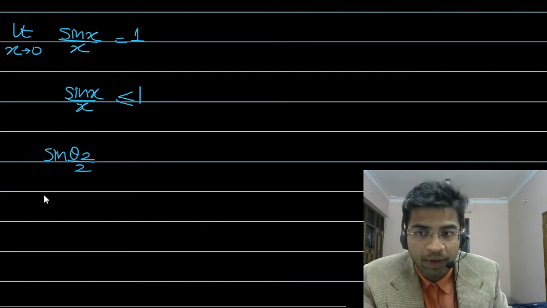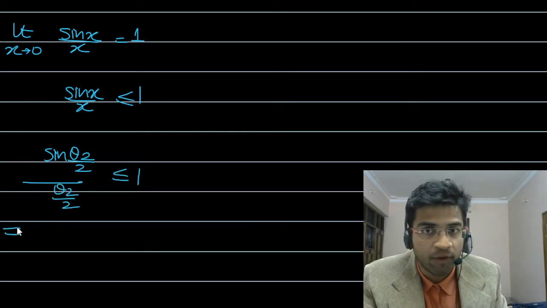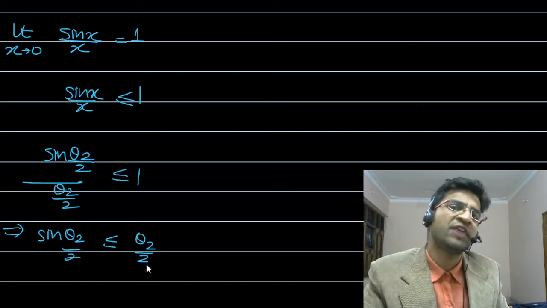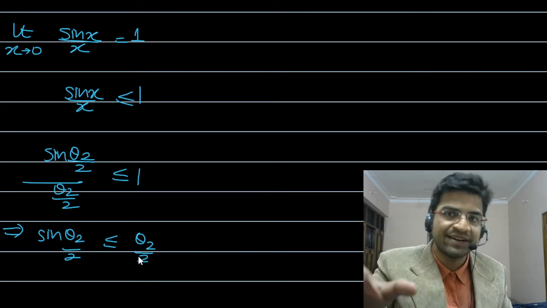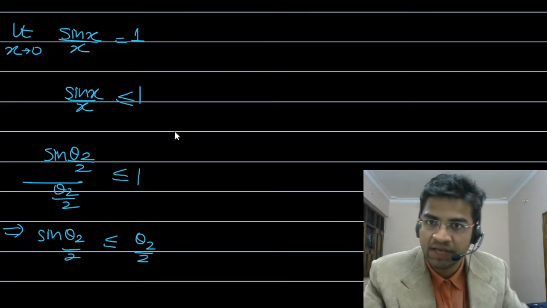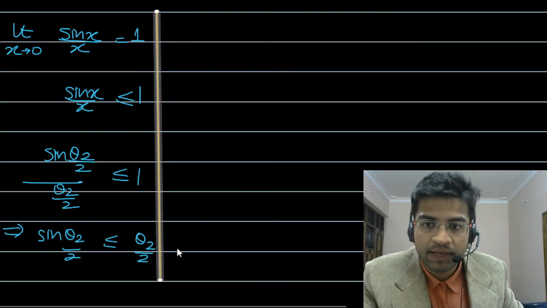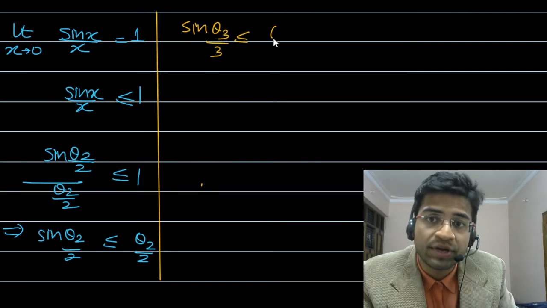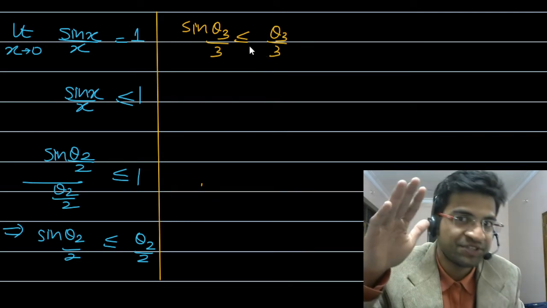Can't we say that sine theta 2 by 2 upon theta 2 by 2 is less than or equal to 1, right? And from this we can say sine theta 2 by 2 is less than or equal to theta 2 by 2. What is the significance of this? We can write this down for each and every expression. Sine theta 2 by 2 is less than or equal to theta 2 by 2. Similarly, sine theta 3 by 2 is less than or equal to theta 3 by 2, going by the same pattern. This must be true for all the expressions.